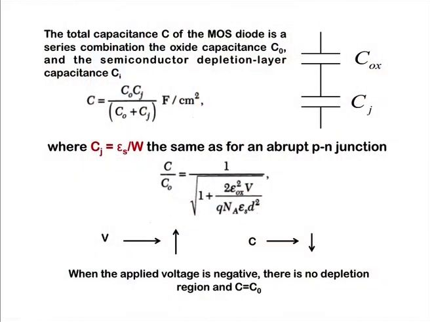Now, if we look at the capacitance, here we have two capacitances, one due to the oxide layer and another due to the junction. The junction capacitance depends on the gate voltage, and both these capacitances are connected in series.